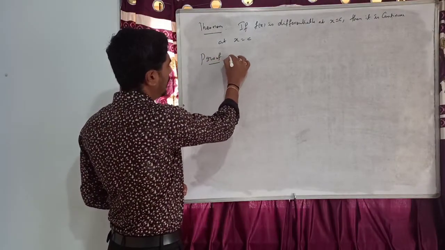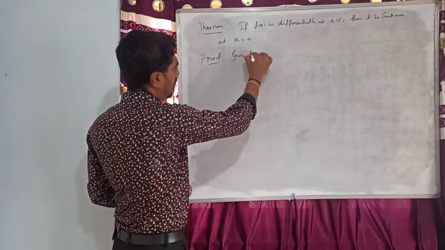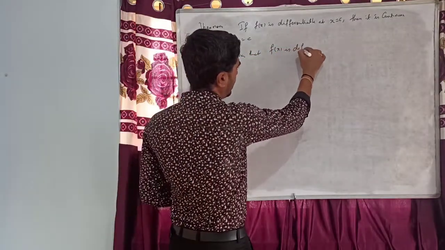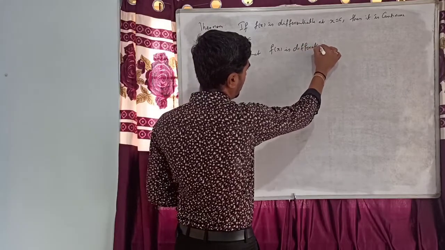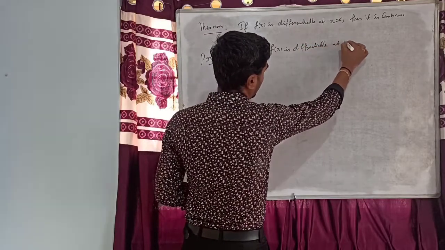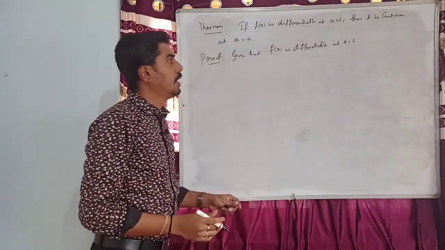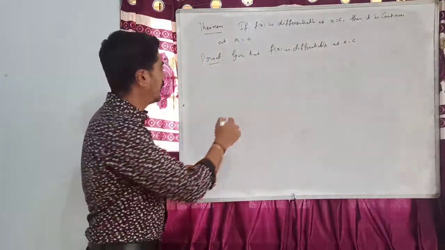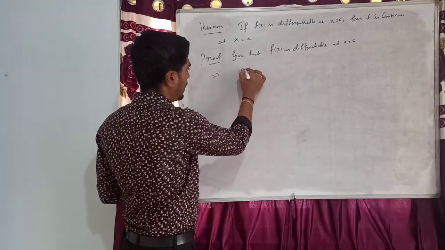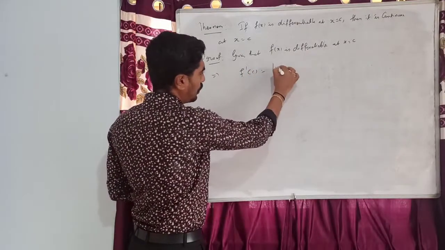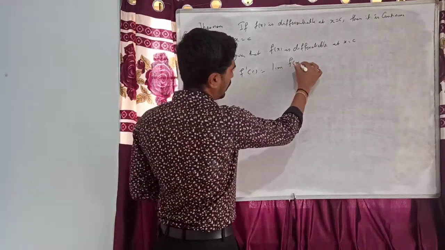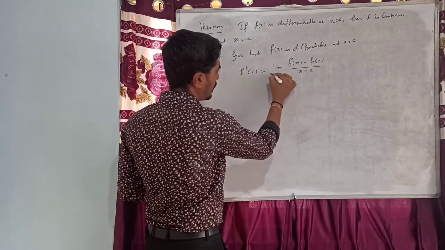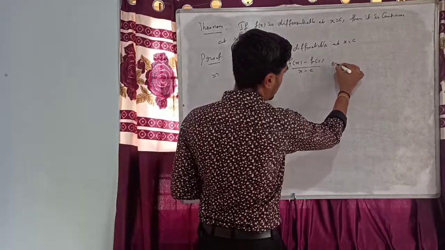given that f of x is differentiable at x equal to c, so by the definition f dash of c exists. This implies f dash of c, which is equal to limit of f of x minus f of c divided by x minus c as x tends to c, exists.